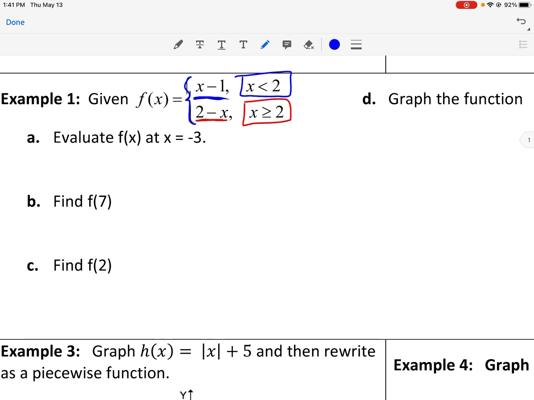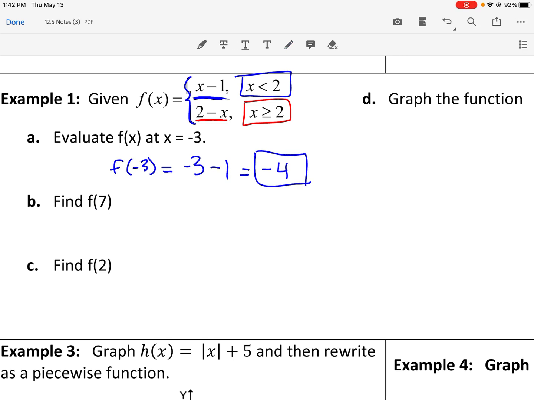So since -3 fits in here, we're going to plug it in right up here. So instead of x minus 1, if I take my function, plug in a -3, that's going to be -3 minus 1. So plugging it in right here for our x value. You simplify, and it's -4. So that is our y value when x equals -3.